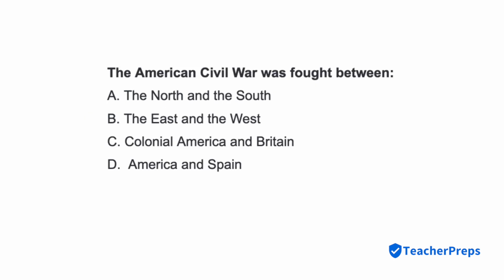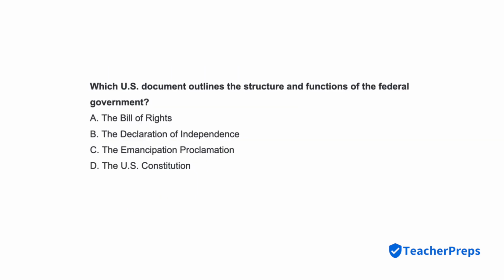The American Civil War was fought between. Correct response, letter A, the North and the South. Which U.S. document outlines the structure and functions of the federal government? Correct response, letter D, the U.S. Constitution.